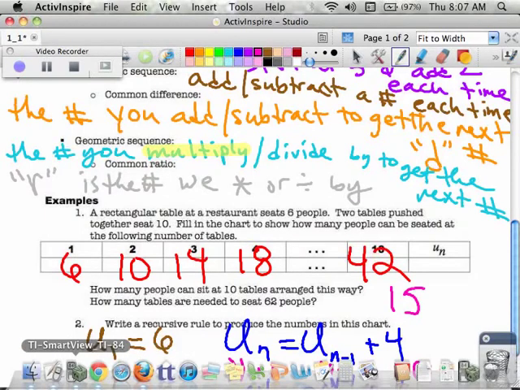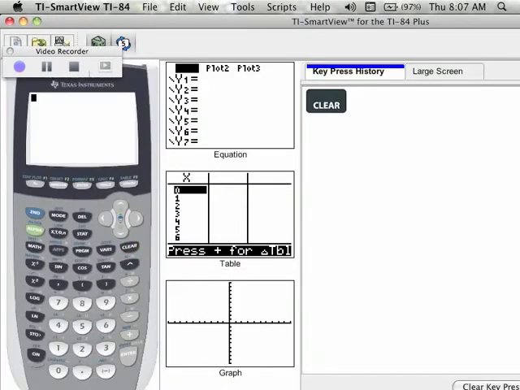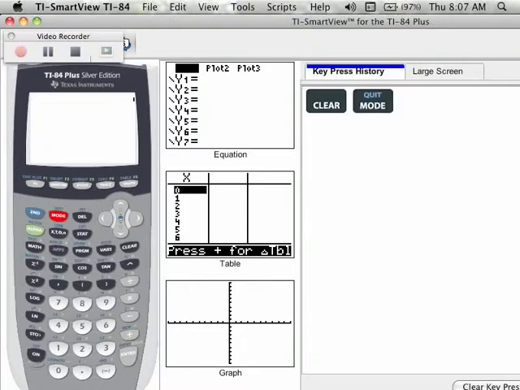Let's look at these recursive formulas on our calculator. So the first thing that you need to do if you're going to use a recursive formula on your calculator is you need to go to mode. Mode is right here on your calculator. So you type the button in there, and you see all of these things that are there.